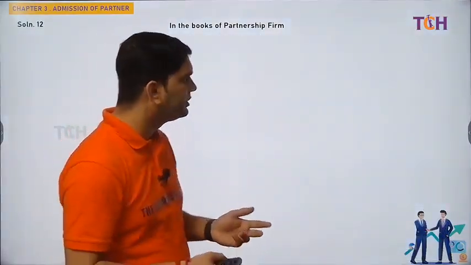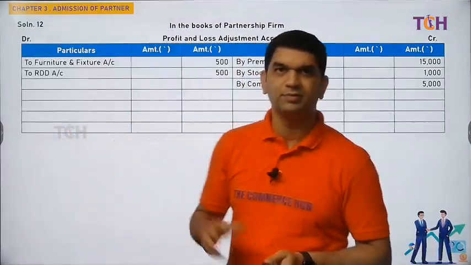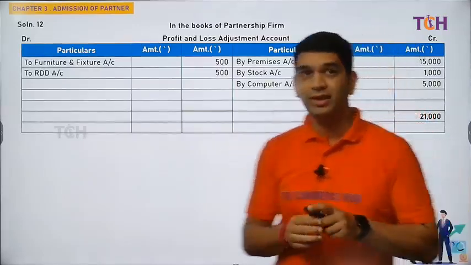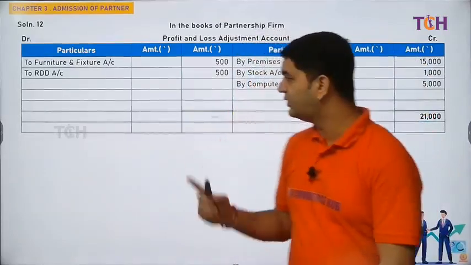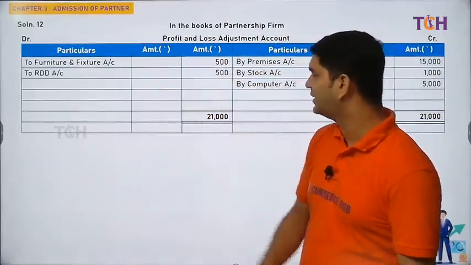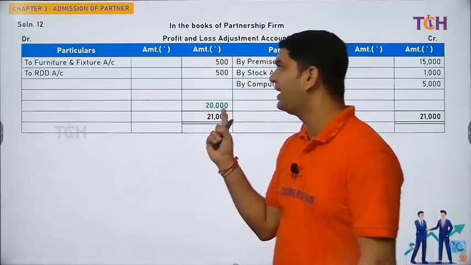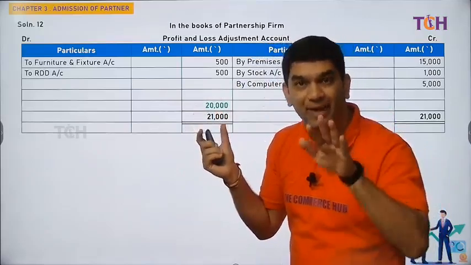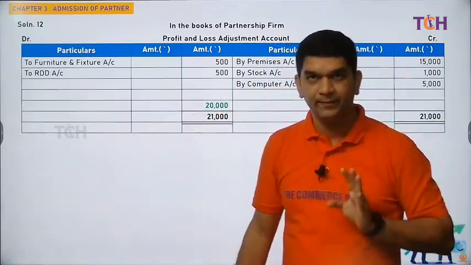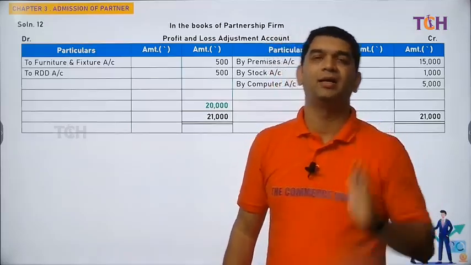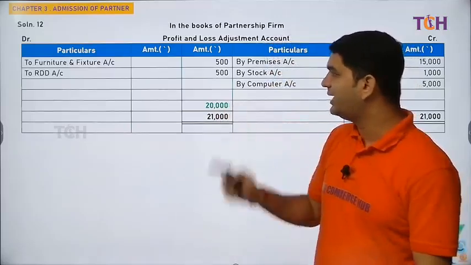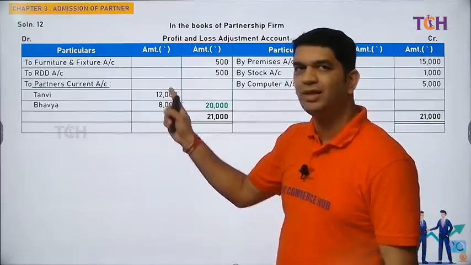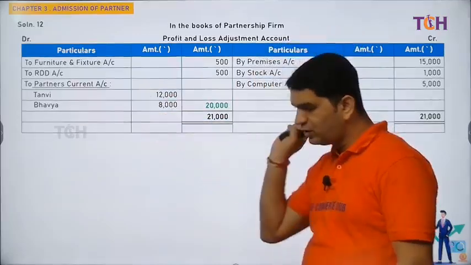Now I hope we are done with all the adjustments. Now we'll start balancing our ledger accounts. The first one is the P&L adjustment account; we will balance it. So the total comes to 21,000. See, this side total is higher, so 21,000 we will record on the debit side as well. From that, 1,000 rupees has to be subtracted. So 20,000 is going to be the balance, written on the debit side. This is a credit balance, that means it is revaluation profit. It will be divided among the old partners in their old ratio. So 20,000 would be divided between Tanvi and Bhavya in their ratio 3:2, so it is 12,000 and 8,000. This would be transferred to the current account.